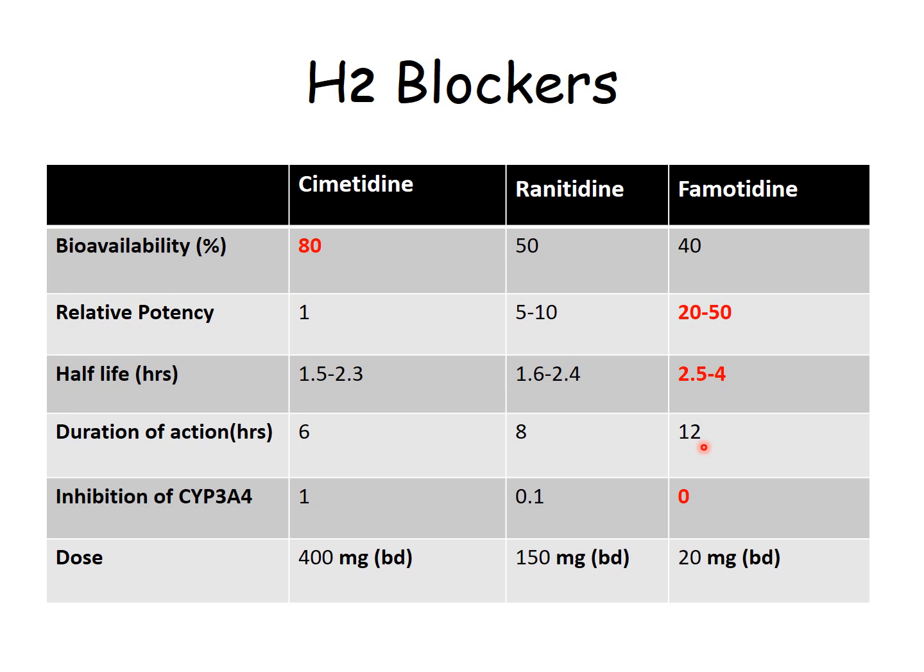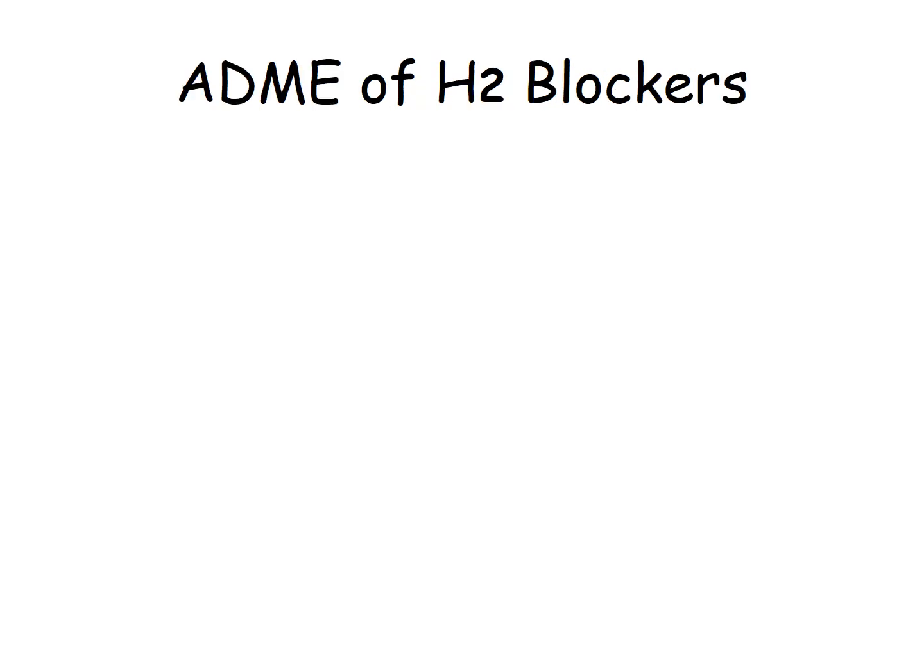When we talk about the interaction, the inhibition of CYP enzyme is 0 for famotidine. So it has no interaction with our enzyme. Ranitidine has a little inhibition on CYP enzyme. Again, for the dose, cimetidine is 400 mg BD, famotidine is about 20 mg BD. So we will need a lesser dose due to high potency.